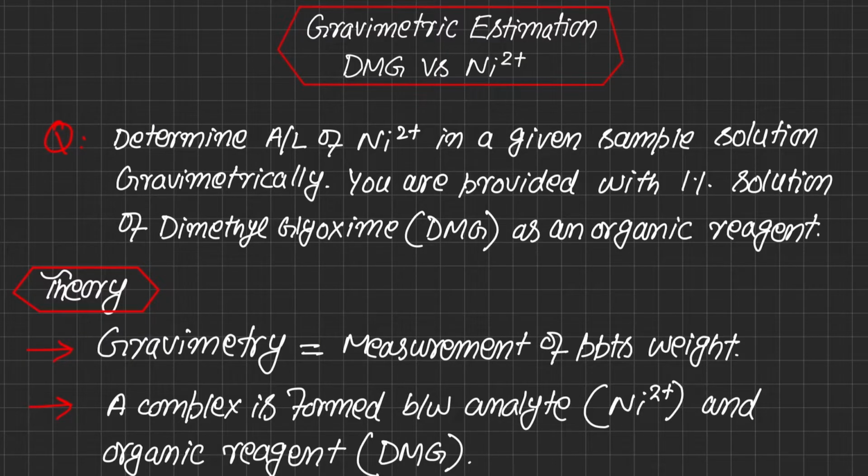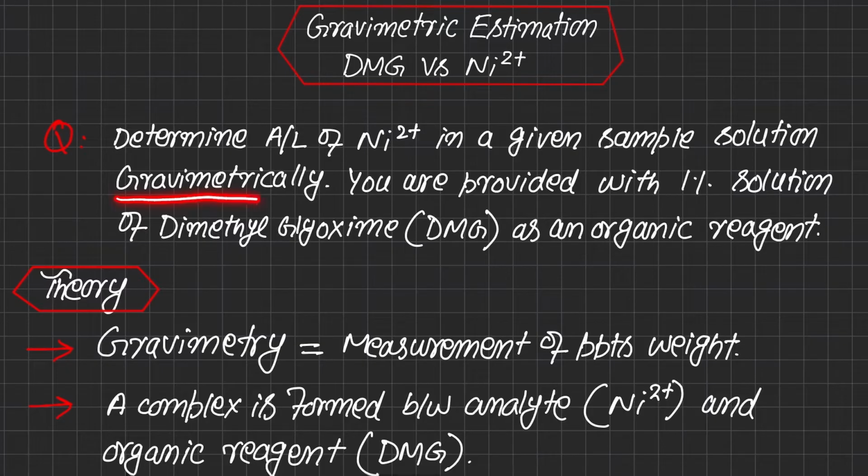So the analyte of today's experimental setup is nickel plus 2, and we are finding this nickel plus 2 by using dimethyl glyoxime or DMG, which is acting as an organic reagent. So the technique we are using is called gravimetry.